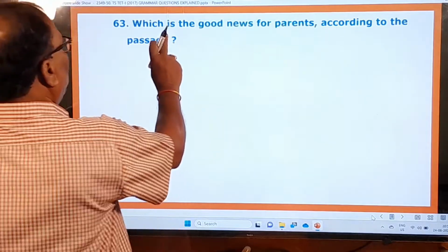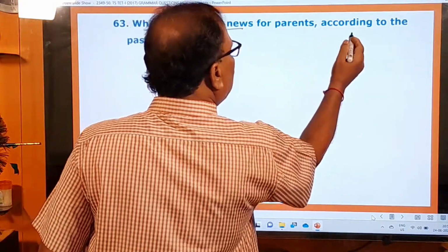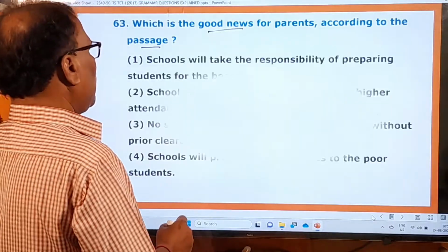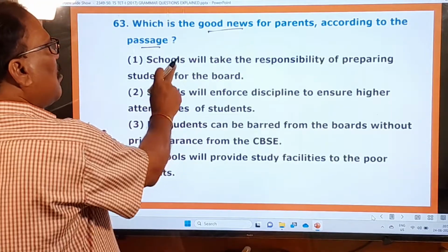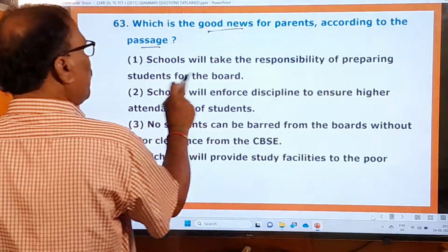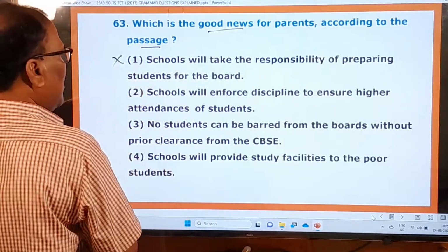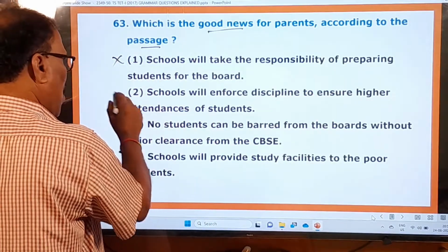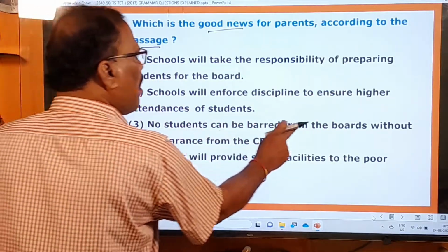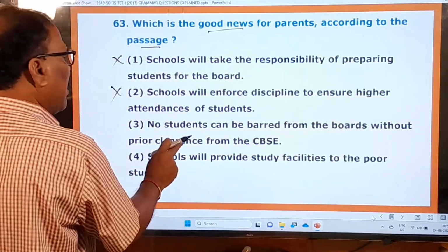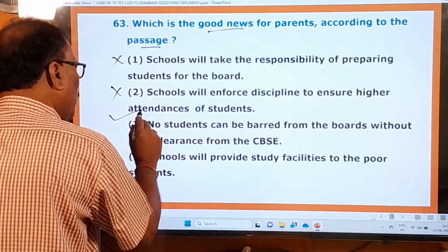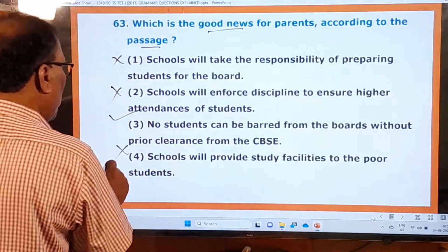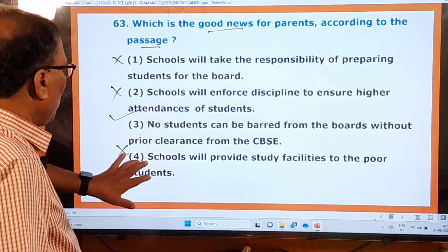The 63rd question: which is the good news for parents according to the passage? Let us see the options first. Schools will take the responsibility of preparing students for the board. No. Schools will enforce discipline to ensure higher attendance of students. No. No student can be barred from the boards without prior clearance from the CBSE. This is the right one. And schools will provide study facilities to the poor students. No. So the first, second and fourth are wrong.